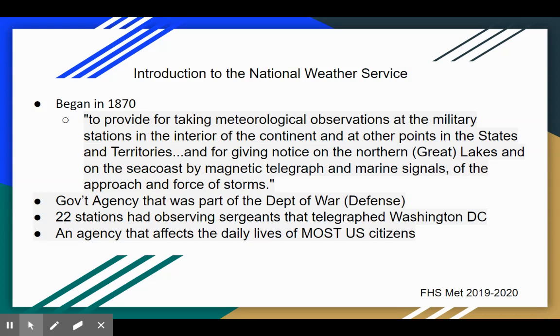Today, the National Weather Service is an agency that affects the daily lives of most U.S. citizens. One of the goals of this class is to inspire people you know to become weather ready. One of the goals of the National Weather Service is to create a weather ready nation where people are prepared for severe weather and able to take necessary precautions when watches and warnings are issued.